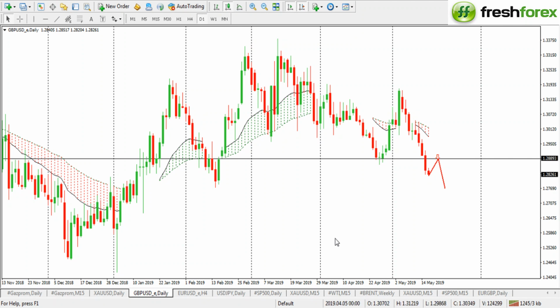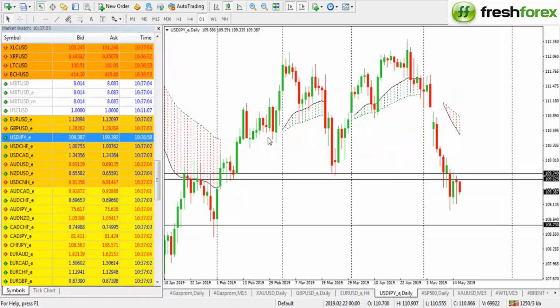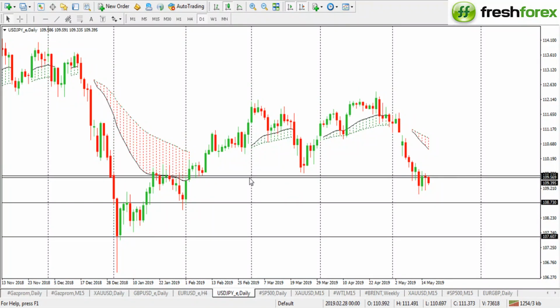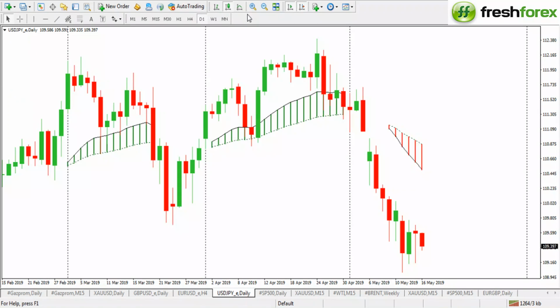DJPY is here. Got the chart afresh. So on this one, the trend is still downwards.